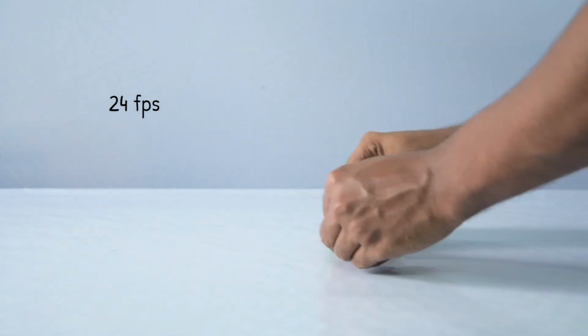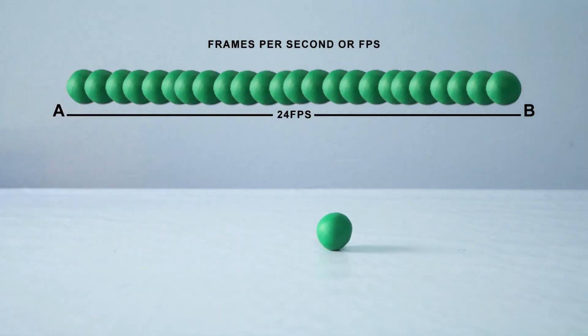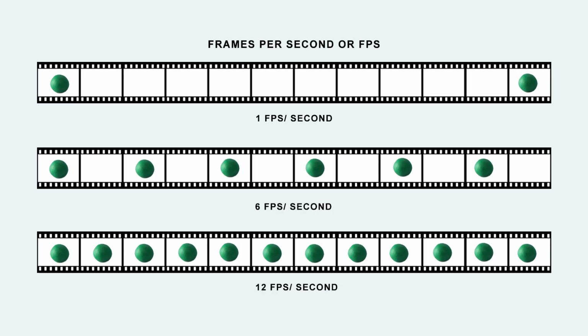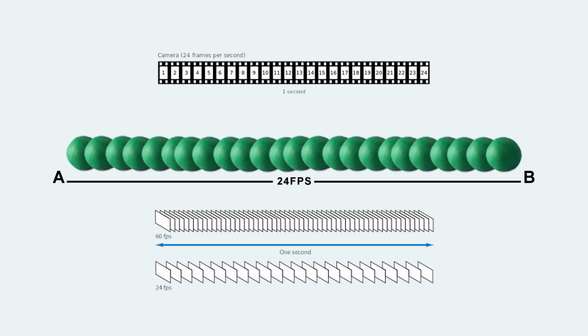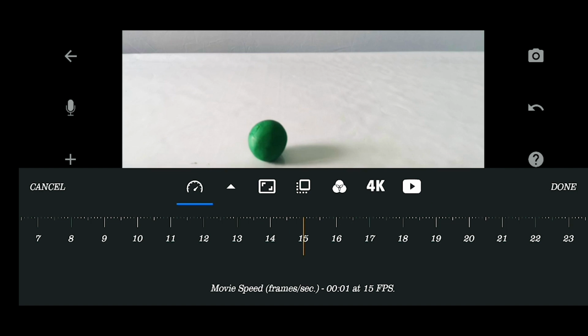24 FPS is the standard frame rate we use for film and TV, but in stop motion we use a frame rate of up to 60 FPS. Higher frame rates are used to create highly realistic motion. There's an option to choose the frame rate for your project in the Stop Motion Studio app.